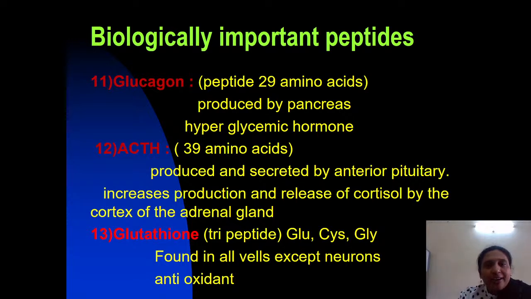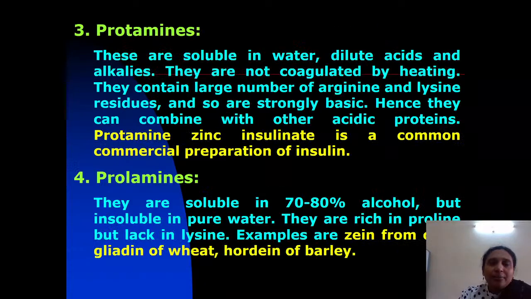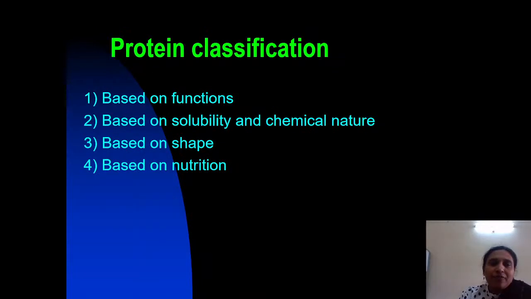Now here, if more than 50 amino acids are joined by peptide bonds, that results in the formation of a protein. There are hundreds of different proteins in nature, and these different proteins have been classified into various types. Okay, now let us discuss protein classification.